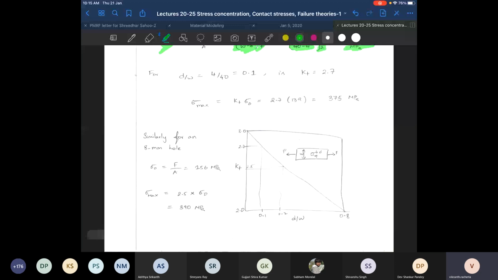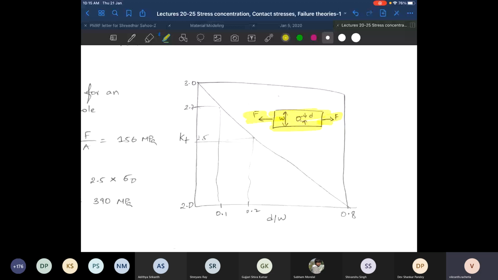The graph I need to select would be the one where I have a plate with a hole which is being subjected to some far field tension. So this is the graph that I need to select. Let us say there is some particular curve. You have this graph, and what does it depend on? The stress concentration factor Kt.